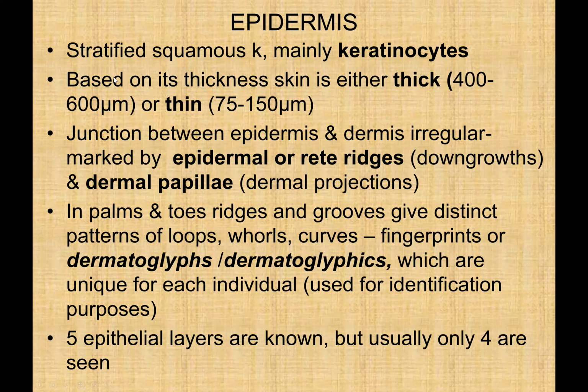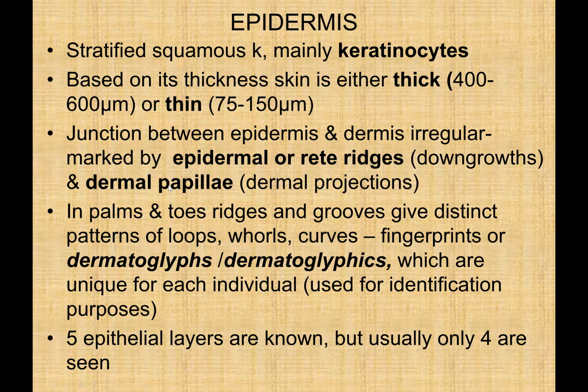Then, based on its thickness, skin is either thick, which is about 400 to 600 micrometers, or thin, 75 to 150 micrometers. And the thin skin is found all over the body except the palm and the sole of the feet.